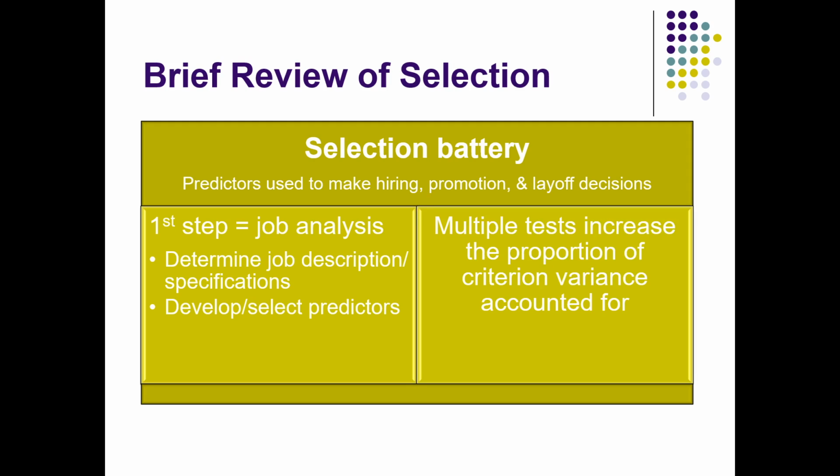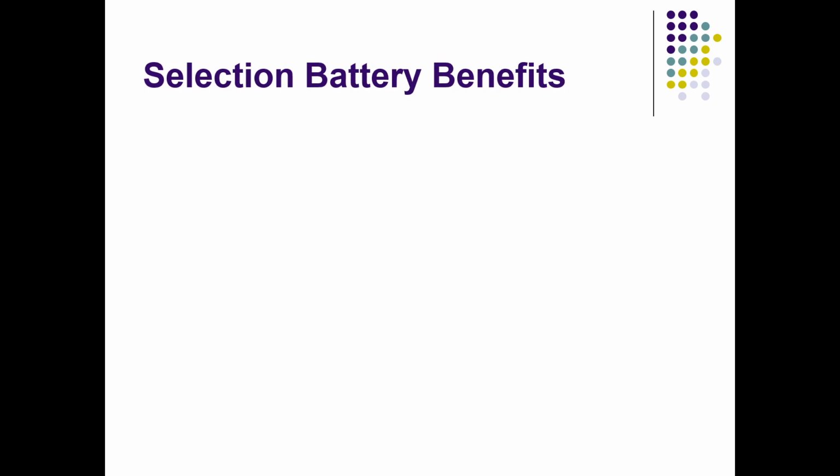The more tests we use, the greater the proportion of the variance will be accounted for. Now I'm hesitating because I said the more tests, but of course the more related tests, ones that have something to do with the job specifications and the job description. More is not just necessarily better. It has to be related to whatever the criterion is going to be. So generally we're going to be looking at some set of multiple measures. So this is our brief review. Hopefully that all sounds familiar to you from our earlier chapter.